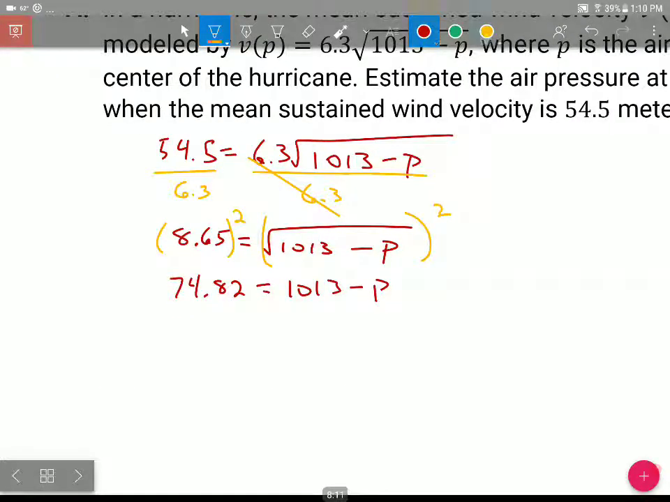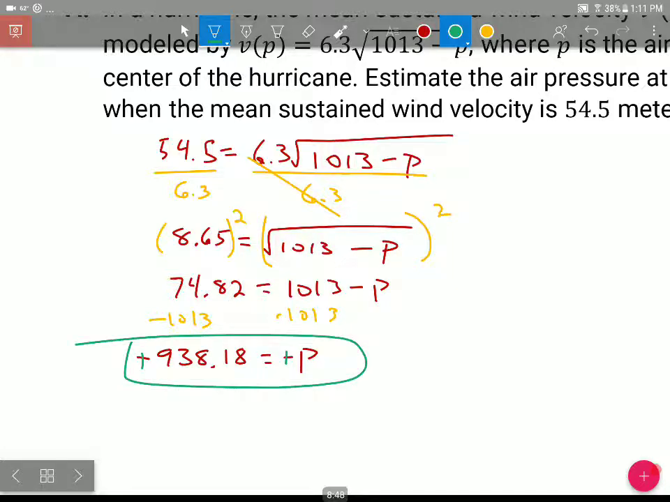All right, what's next? Good. Subtract 1013 from both sides. So you get a negative P on the right, negative 938.18. And they're both negative, so that means they both can become positive. So P equals 938.18.